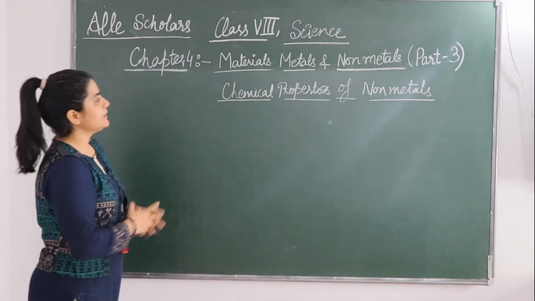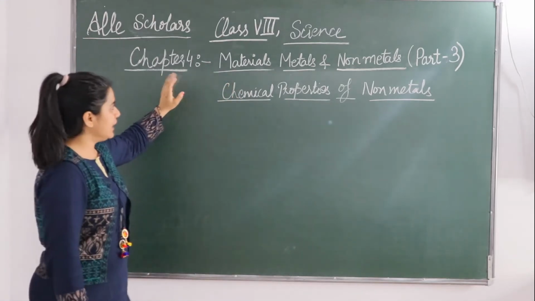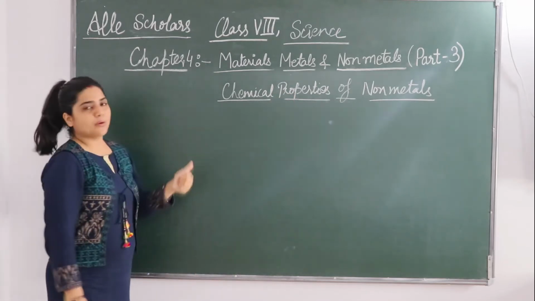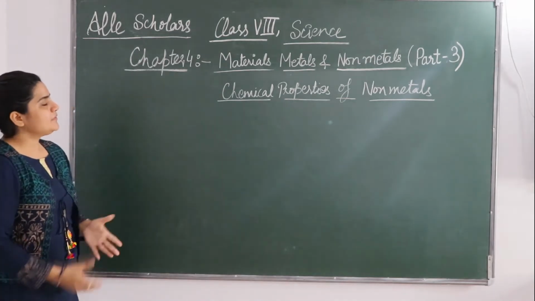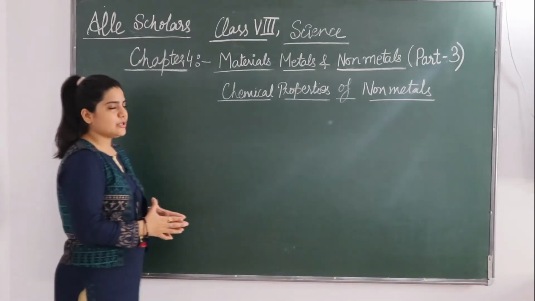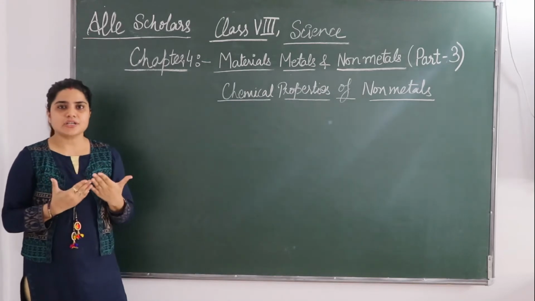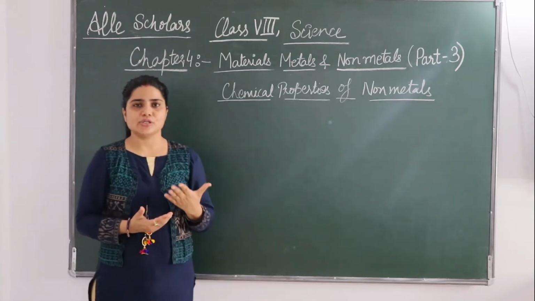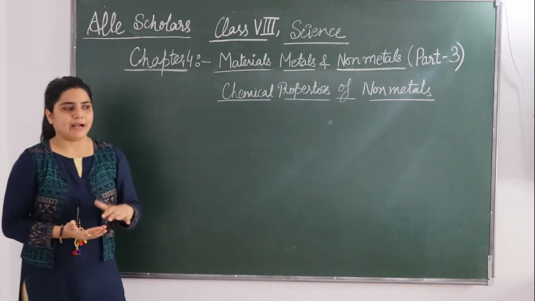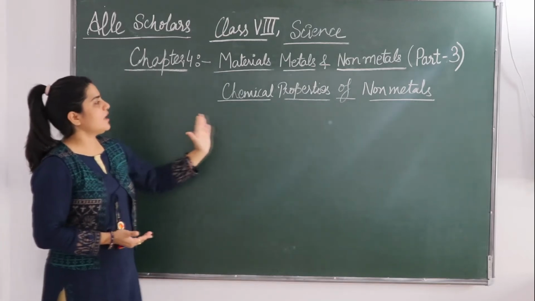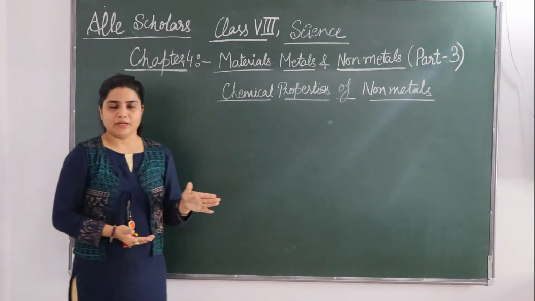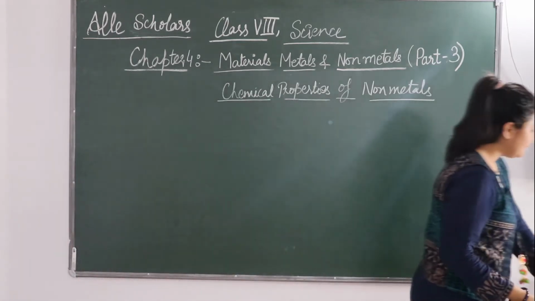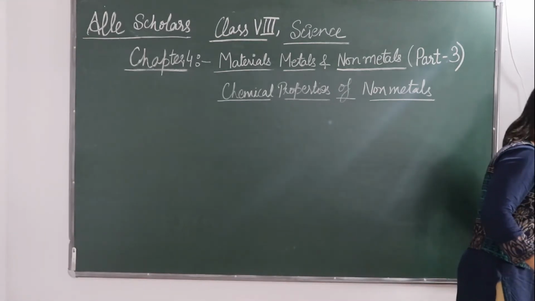So today I will be taking the third part of chapter 4, that is materials, metals and non-metals. This is chapter 4 from class 8 science. In my previous video, in part 2, I discussed the reaction of metals, that is the chemical properties of metals. Today we shall be discussing the chemical properties of non-metals, or you can say the reactions of non-metals. How non-metals react with different components.